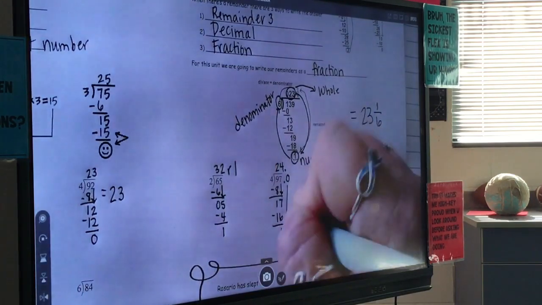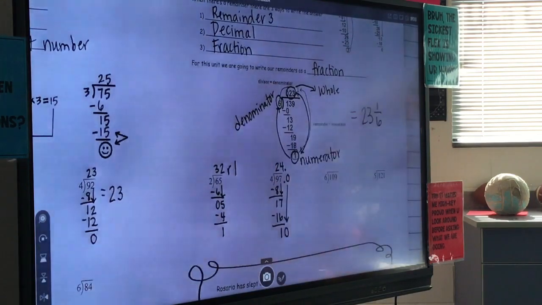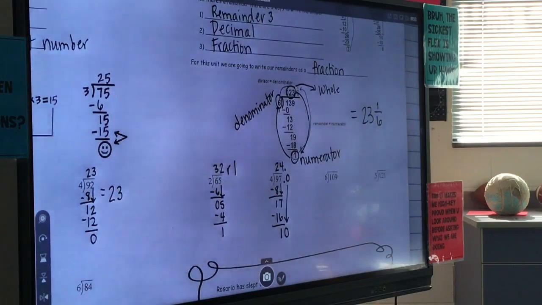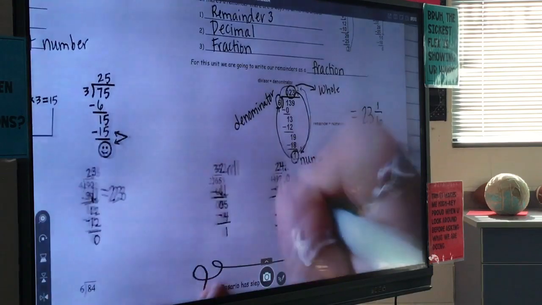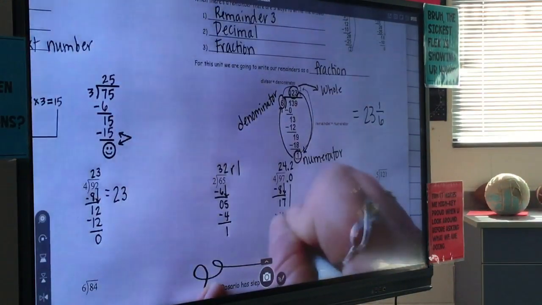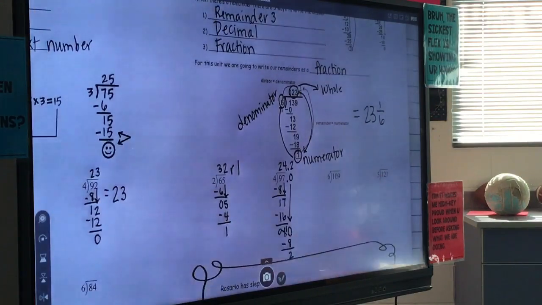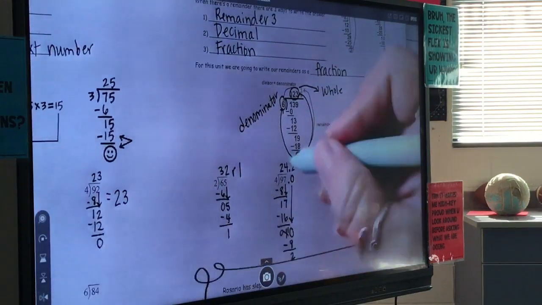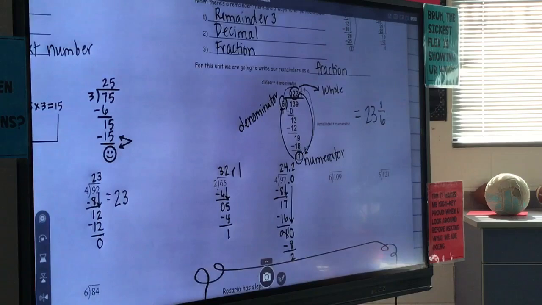I'm going to bring down my 0, and then what do I multiply 4 by to get 10 without going over? 2. And we're going to stop at this point with our decimal just because I don't want to get too crazy into decimals because we're going to talk about it later. But for our answer for that one, it's 24 and 2/10.